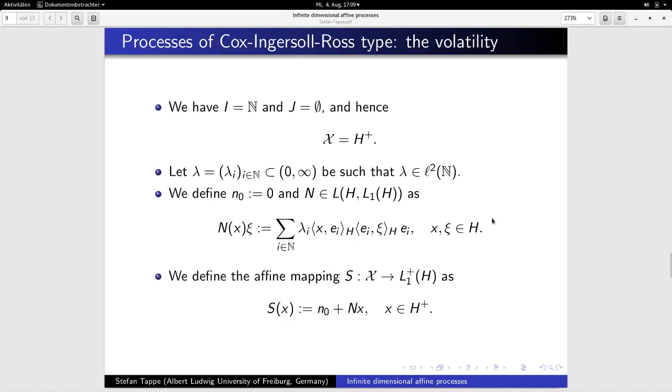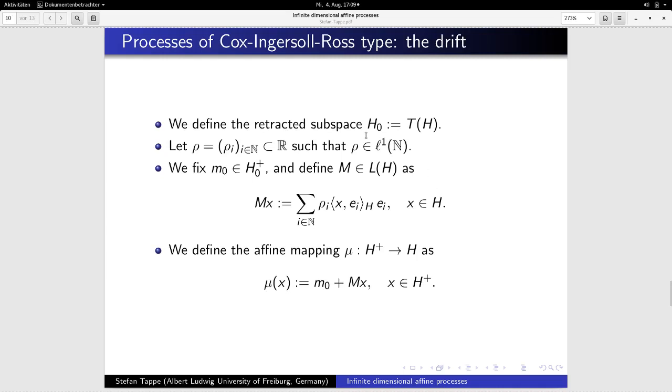The first is an example of Cox-Ingersoll-Ross type. Here, our state space is simply the cone generated by the orthonormal basis. We don't have an additional linear space that we attach here. And then consider the dispersion function. It must have this linear structure here, and N0 is simply equal to 0, and capital N has this structure here, and this is why we speak of Cox-Ingersoll-Ross type. What is important is that this sequence lambda here is an L2 sequence.